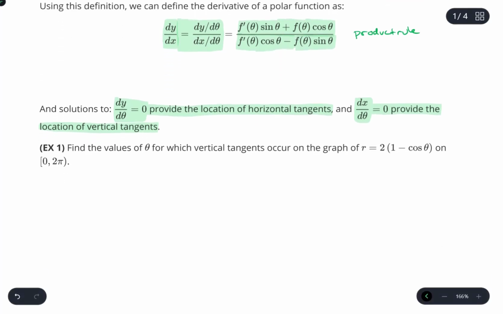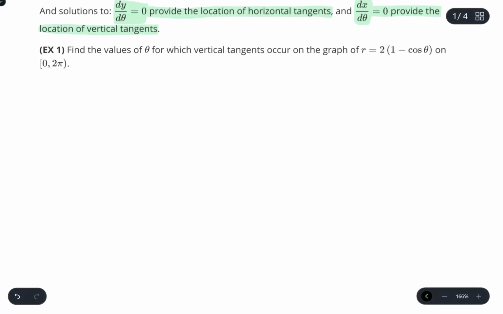So let's try an example here. I have to find the values of theta for which vertical tangents occur on the graph of r equals 2 times 1 minus cosine theta on the interval from 0 to 2 pi. So in order to find vertical tangents, what we need to do is take the derivative of the function x with respect to theta, set that equal to 0, and solve.